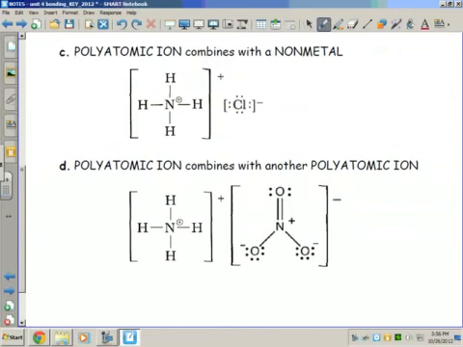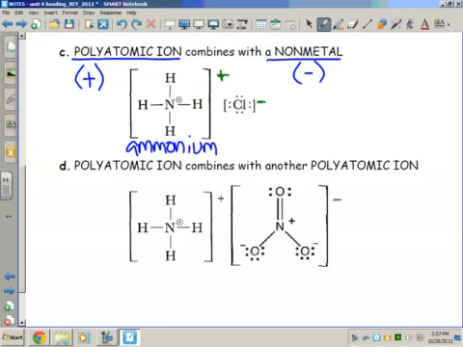The next scenario is when we take a polyatomic ion, in this case now it's positive, combine it with a nonmetal, which we've already said likes to become negative. Same idea, opposites attract, and an ionic bond is formed between, this is ammonium, and this guy over here is chloride.